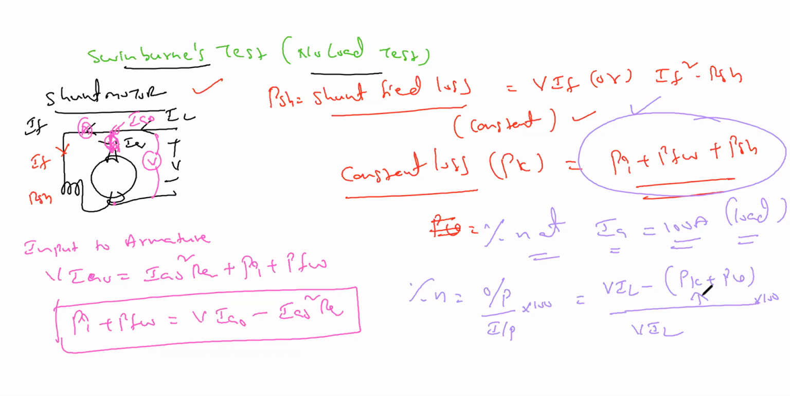So under load में PK plus PV, and you can substitute here now. V into IL minus PK का value, I know this. And what is PV? इसमें PV क्या है? Variable loss here now. So this is where PV is IA square RA. In this case, IA equal 100. I know everything. Substitute it down.